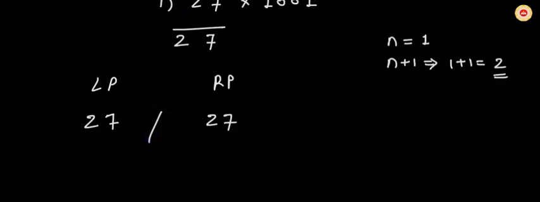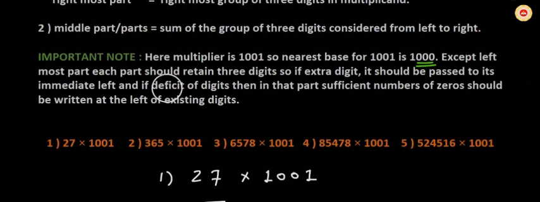Now, balancing. See, let us read important note once again. Here multiplier is 1001. So nearest base for 1001 is 1000. Except leftmost part, each part should retain 3 digits. So if extra digit, it should be passed to its immediate left. And if deficit of digits, then in that part, sufficient number of zeros should be written at the left of existing digits.